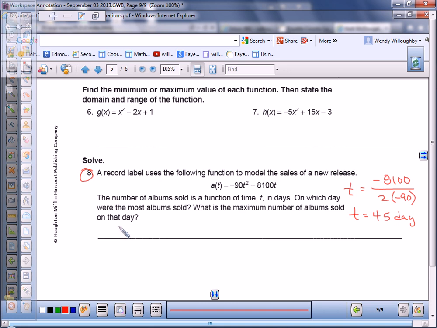What is the maximum number of albums sold on that day? How could we figure that out? Again, 45. Plug 45 into the function. And since most of you are not sitting there with a calculator, when you plug 45 into the function, you get out 182,250 records sold 45 days after the release of the album. Okay, does that make sense?